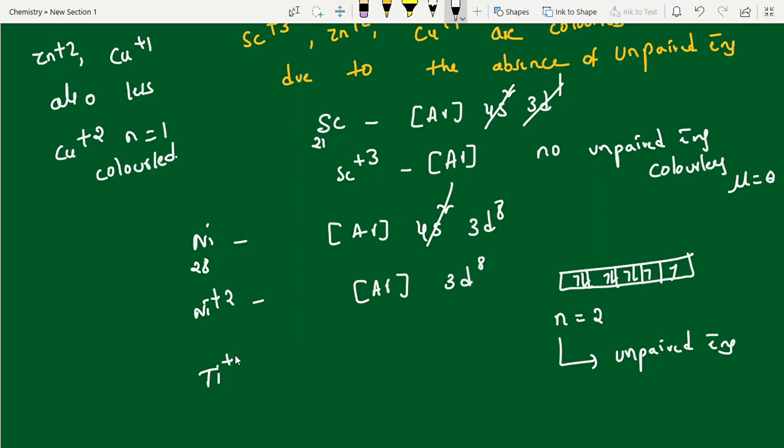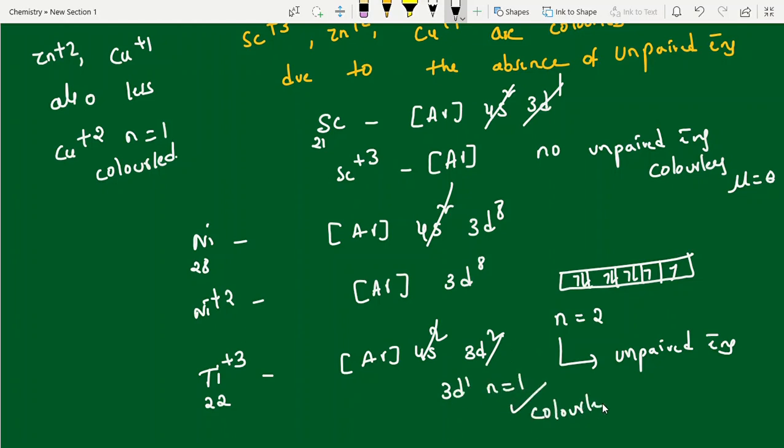Next same thing, titanium plus 3. What is the titanium atomic number? Scandium, titanium, 22. Argon, 4s2 is common, I said. Then 3d2. So here 2 electrons, here just 1 electron. This is 3d1, n equal to 1. 1 unpaired electron is there. Definitely it is colored. And magnetic moment value also just 1.73.